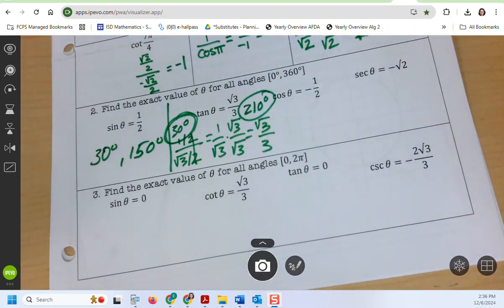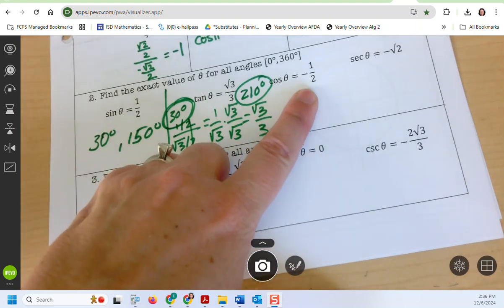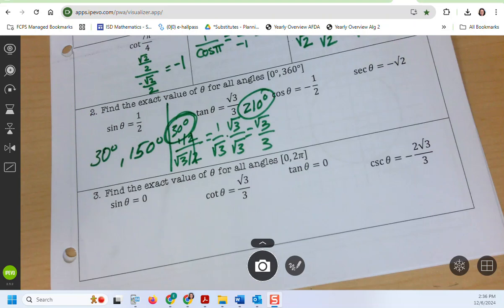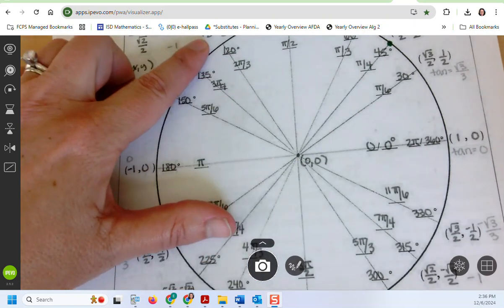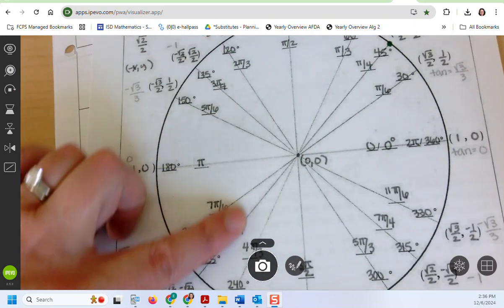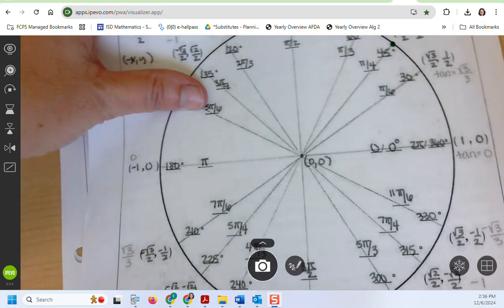All right, cosine theta is negative 1/2. So we're looking for where the x value is negative 1/2. So looking at the circle, you should have found 120 and 240.